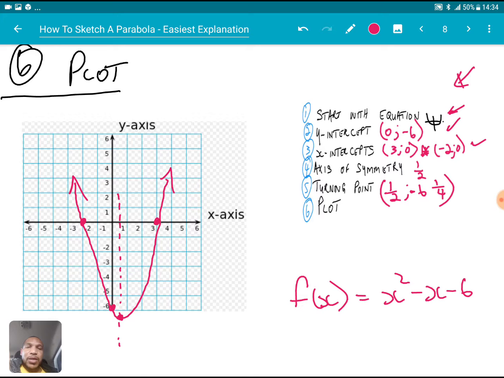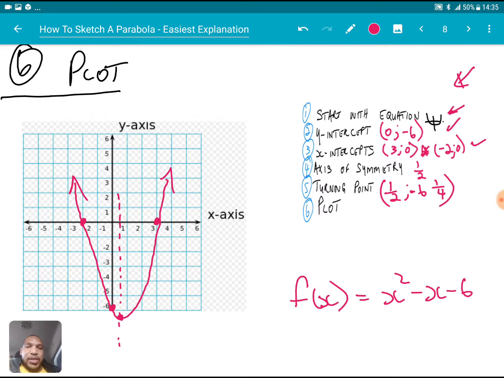Step number 1, start with the equation to see how my parabola is going to look, just a rough sketch. Step number 2, my y-intercept. Step number 3, get my x-intercepts by factorizing. Step number 4, my axis of symmetry. Step number 5, my turning point. Step number 6, plot. And that's that. So now you should be able to easily sketch your parabola.